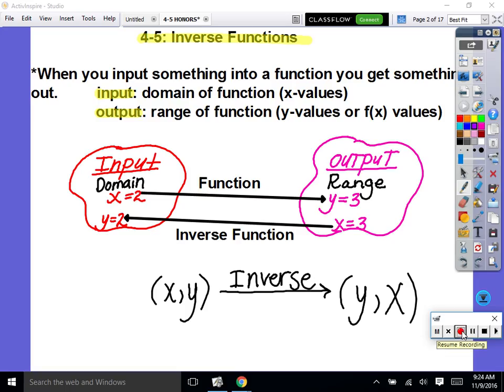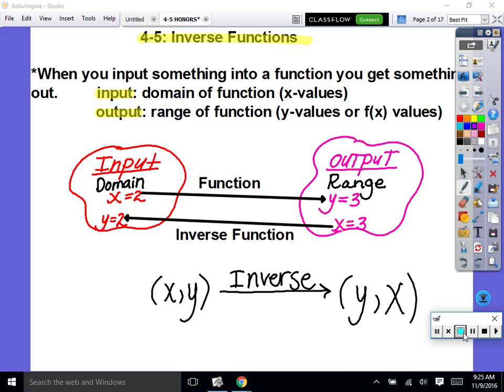So 4-5 is inverse functions. We did 4-6 last time. We learned how to graph radicals. Now we're doing 4-5, inverse functions. For me to be able to teach you, don't talk when I'm teaching. Let's first talk about a couple of things with functions, because we need to get a deeper understanding of inverse functions.